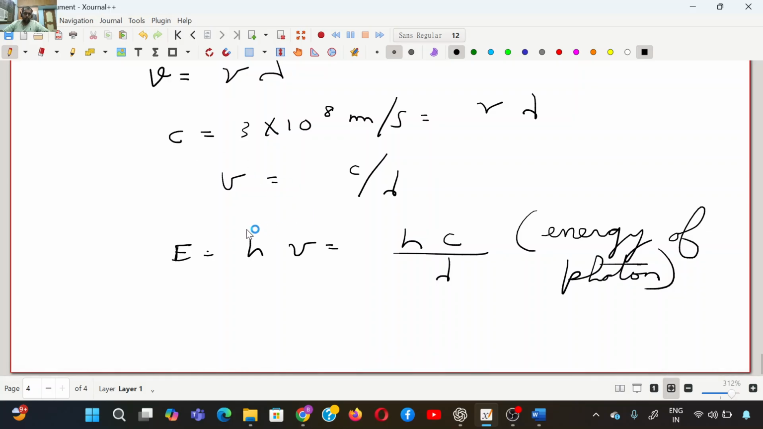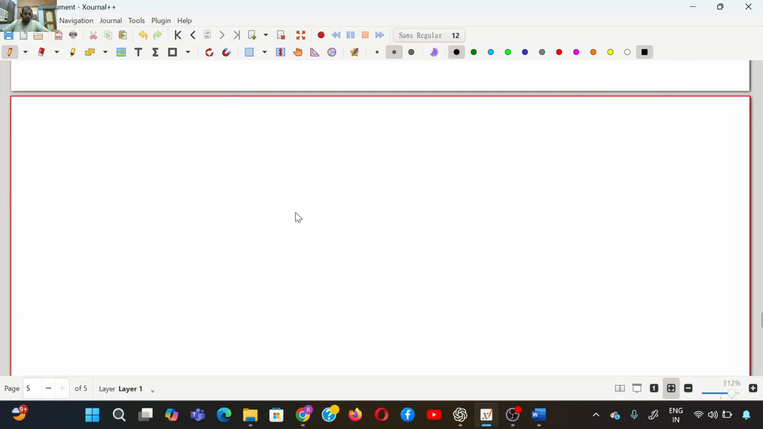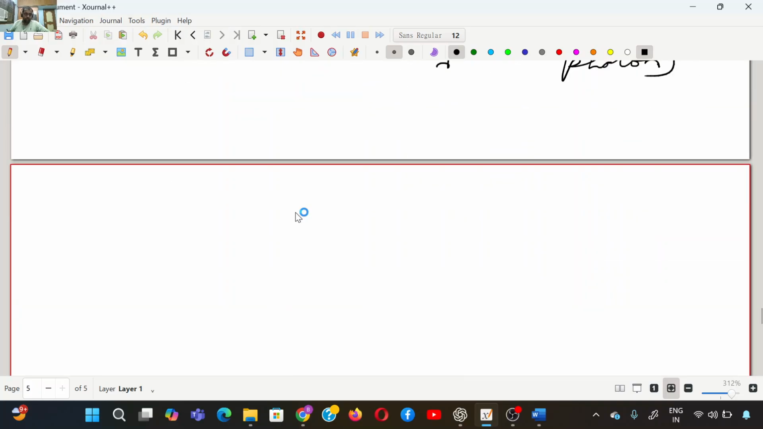So what is h here? I told you that h is equal to 6.624 into 10 to the power minus 27 erg second. Erg is just the unit of energy in CGS units. You must be aware of various units, like the SI unit, Systeme International: meter, kilogram, second, etc. So erg is in the CGS system.